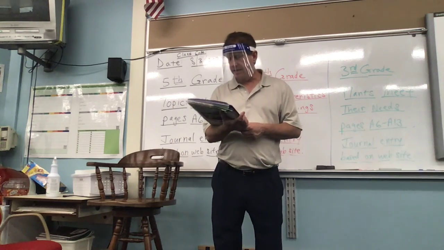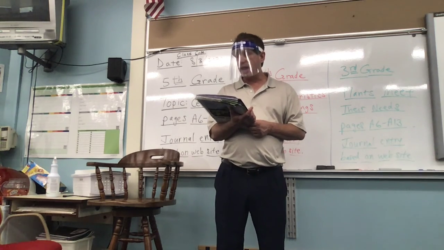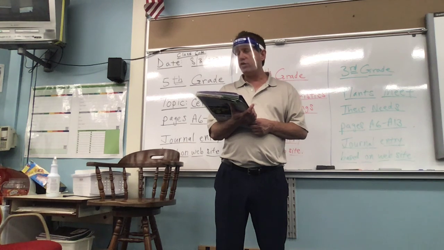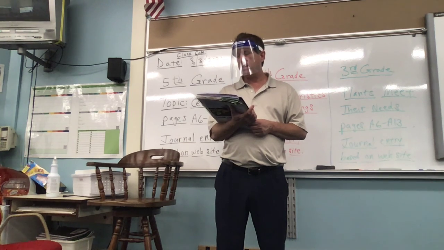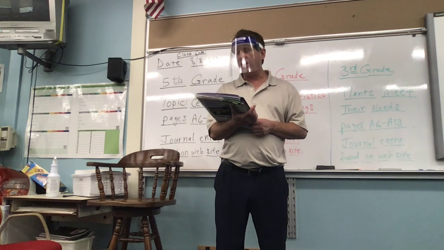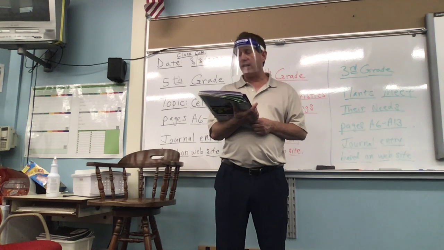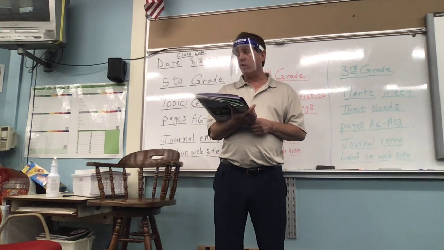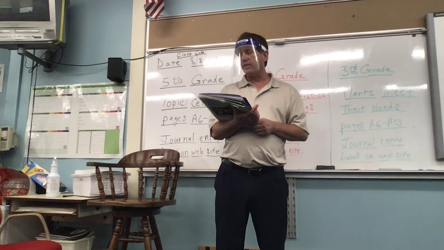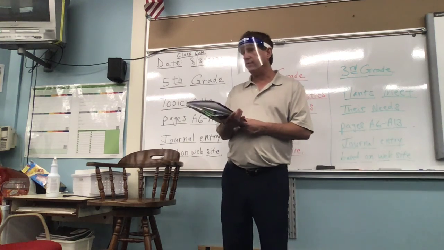Okay, so on page A6, our main idea is plants use their parts to meet their basic needs. Living things or things that are alive are found all over Earth. All of the living things on Earth can be separated into groups. Two groups of living things are plants and animals. A plant is a living thing that grows on land or in the water. It cannot move from place to place, and it usually has green leaves.